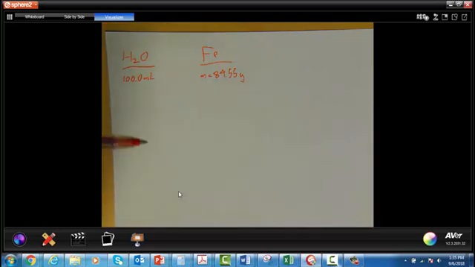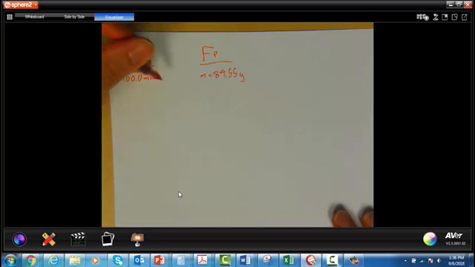Now we're going to have to think about what to do with this information because the heat equation does not have anything about milliliters in it. It doesn't include volumes. So we need to somehow take that 100 milliliters and convert it to units of grams. Now this is water, and we know that for water, 1 gram is equal to 1 milliliter. So we can say that we have 100 grams of water.